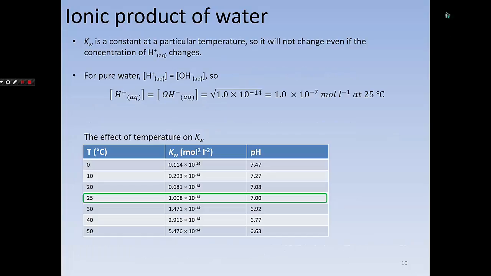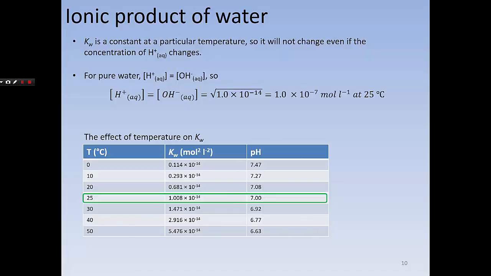As the concentration of hydrogen ion equals that of hydroxide ion in pure water, each of them has a concentration of 10 to the minus 7, which gives a pH of 7 for pure water. At any other temperature, the Kw, the ionic product of water, and the associated pure water pH is not so neat, as we can see from this table.